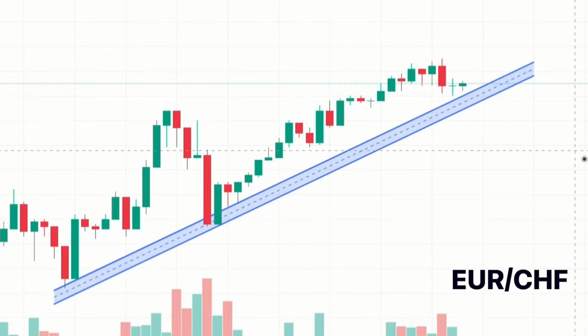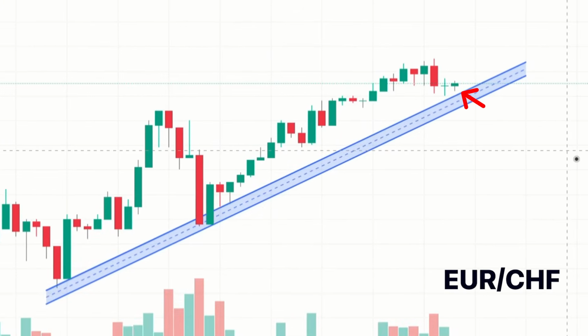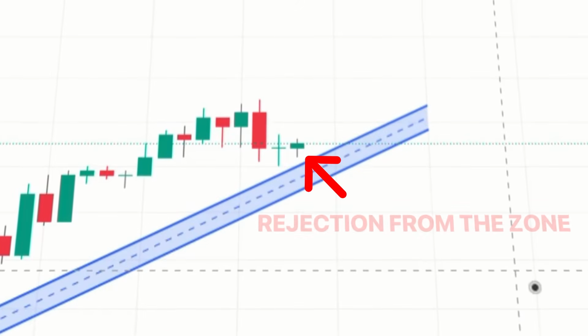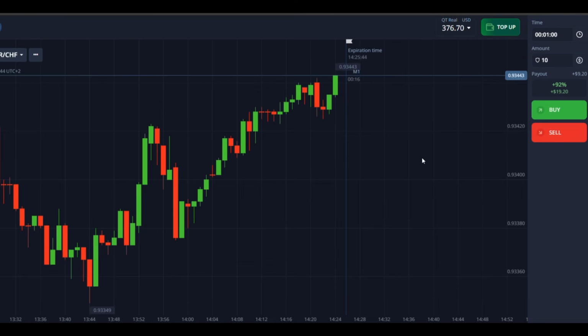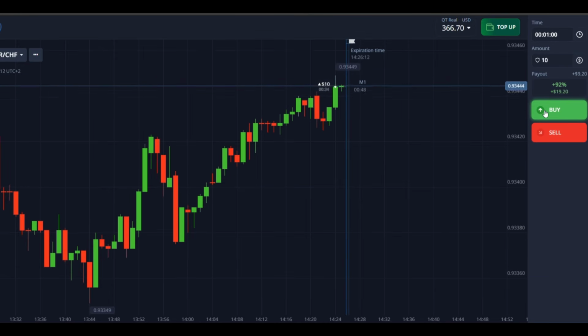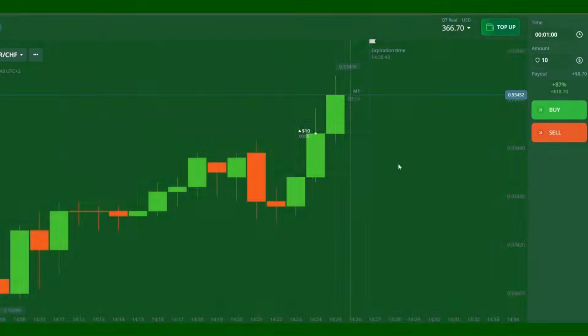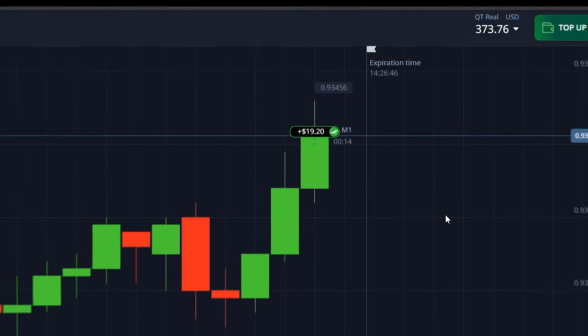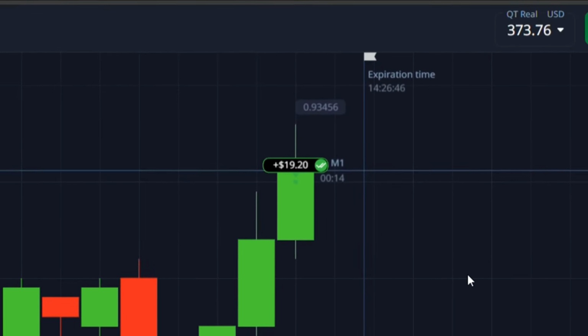Let's continue. Here we can see that the market came very close to touching the trend zone. This can also be considered as a rejection from the zone. So, I will place another buy trade right here. As we predicted, the market went up, and I won that trade.